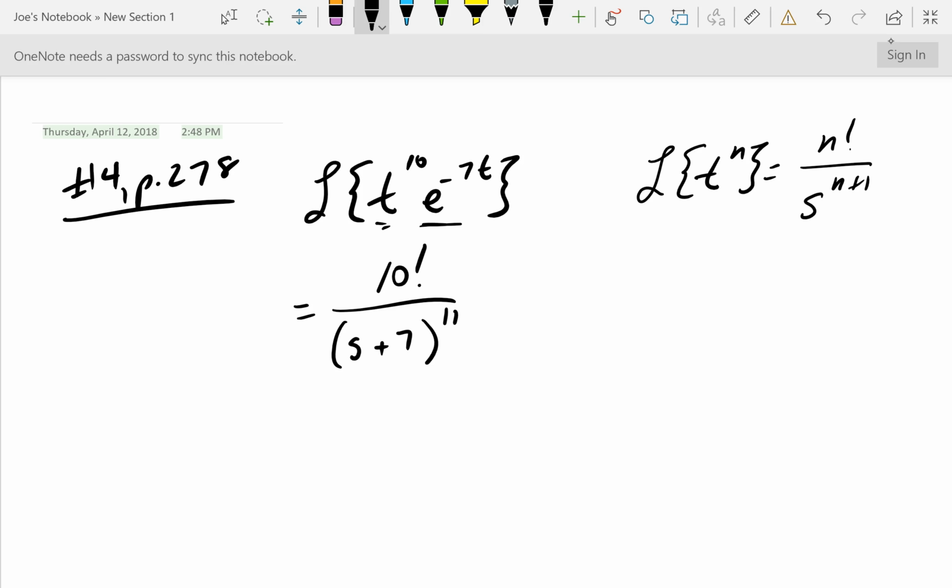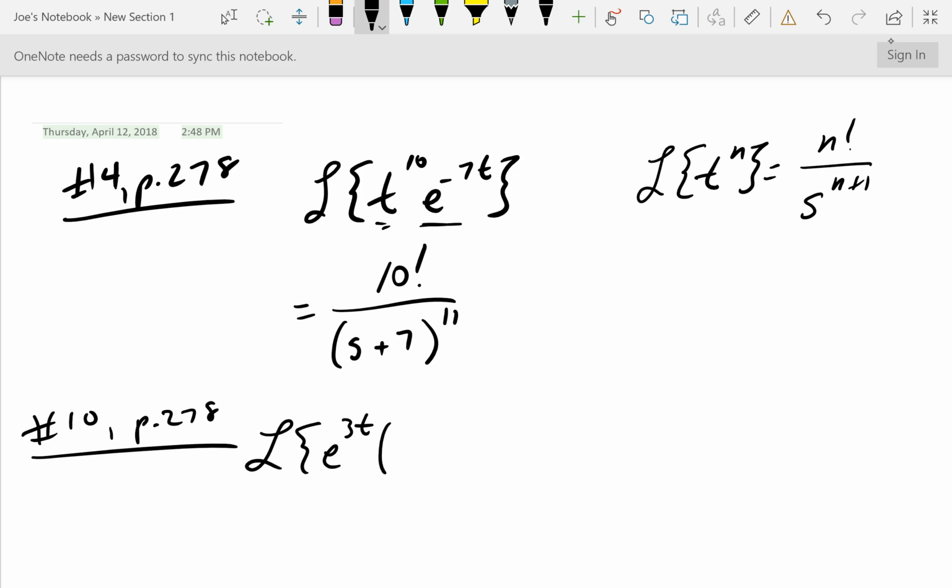Let's see if we can do another one. Let's do number 10 on page 278 as well. We've got the Laplace transform of e to the 3t times 9 minus 4t plus 10 sine of t over 2. We recall that the Laplace transform is linear, meaning that it breaks up over sums and differences, and you can factor out constants. So we know that we can actually do the Laplace transform here piece by piece.